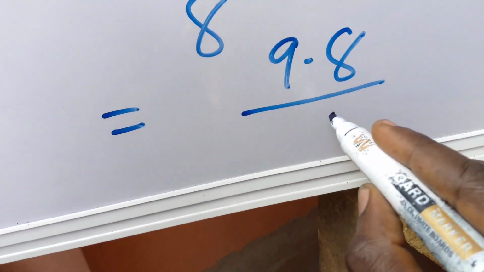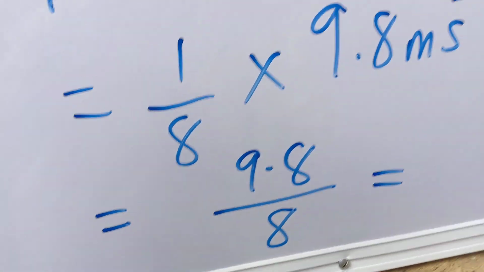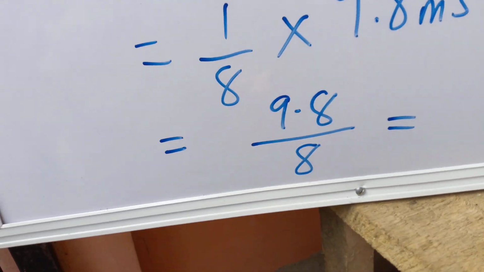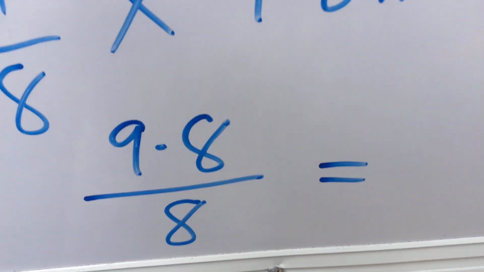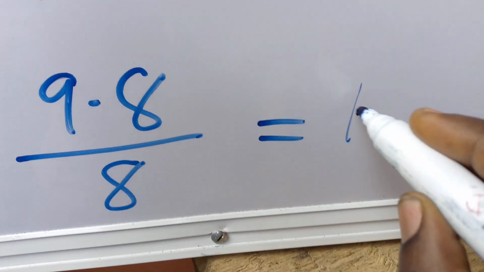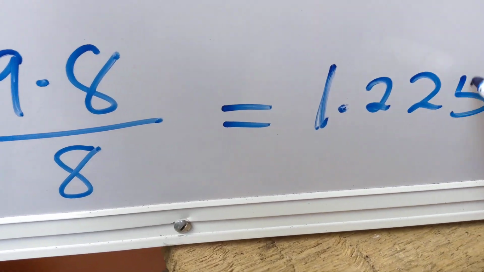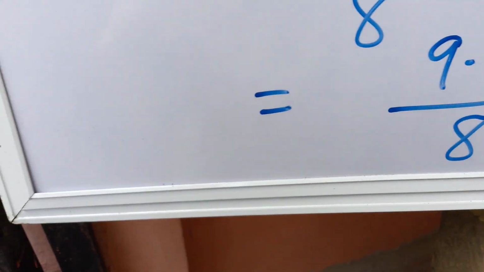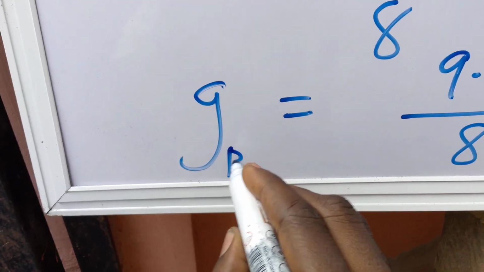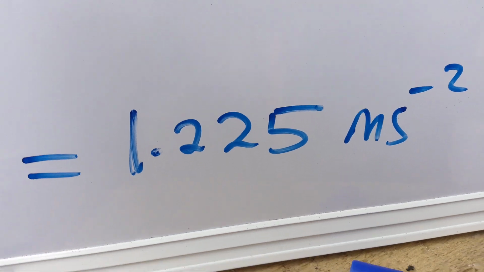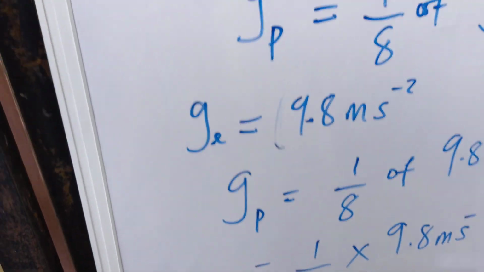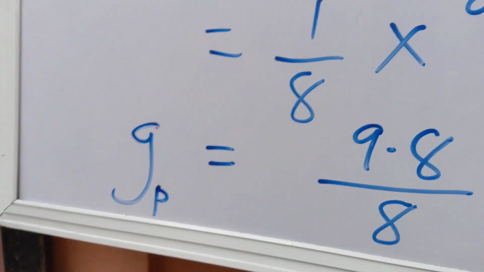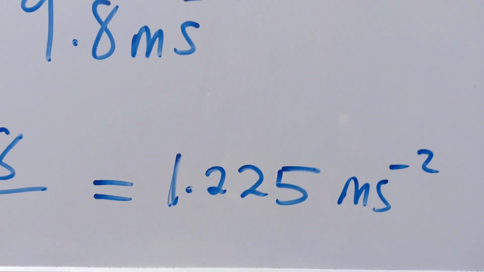Alright, which is 1 over 8 times 9.8 meters per second square, which will give you 9.8 divided by 8. That gives me 1.225 meters per second square. So it means that the pull of gravity on the planet is 1.225 meters per second square.